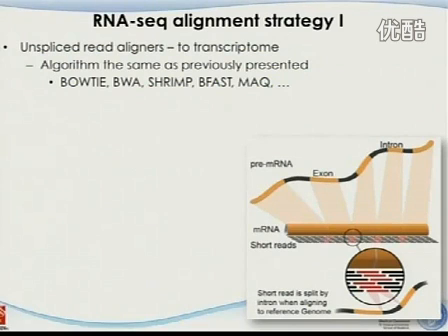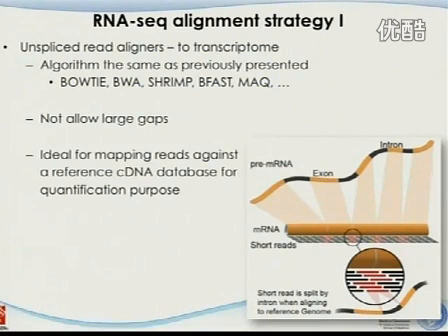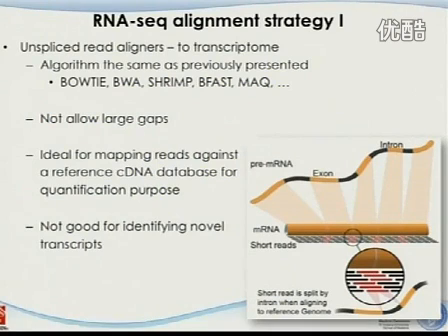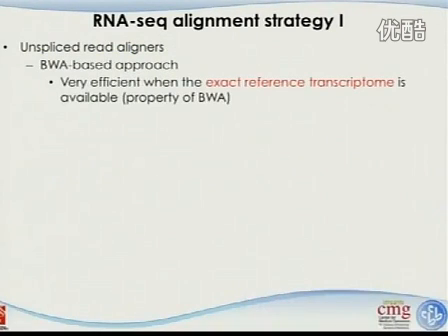And the algorithms are the same as those presented previously: Bowtie, BWA, SHRiMP. The algorithm is the same, just where you map to is different. Instead of mapping to the genome, you are mapping to the transcriptome. That's the point. And again, it doesn't allow large gaps. It is ideal for mapping reads against the reference cDNA database for quantification purposes, and it's not good for identifying novel transcripts. We know that because we are aligning my reads against already known transcripts.